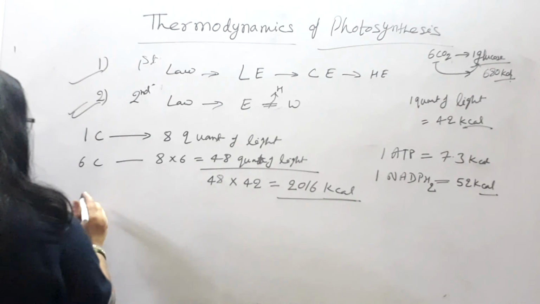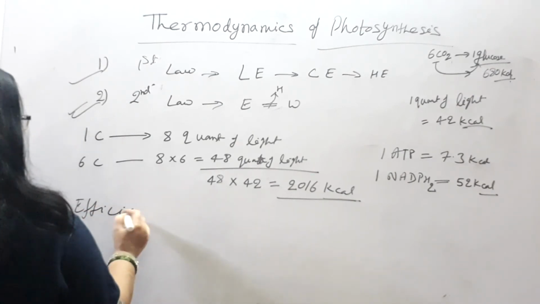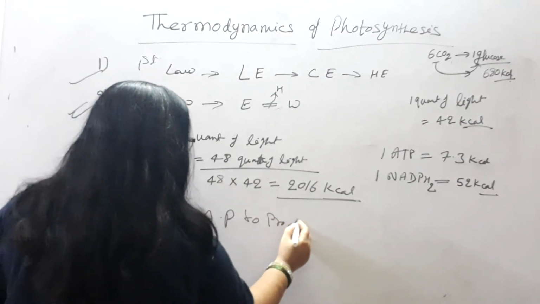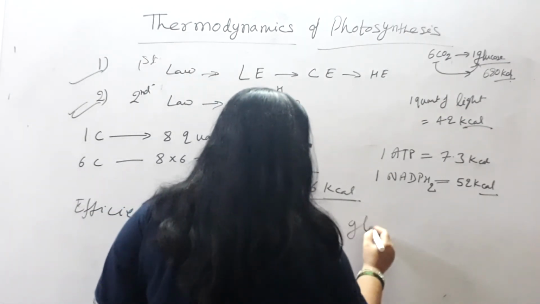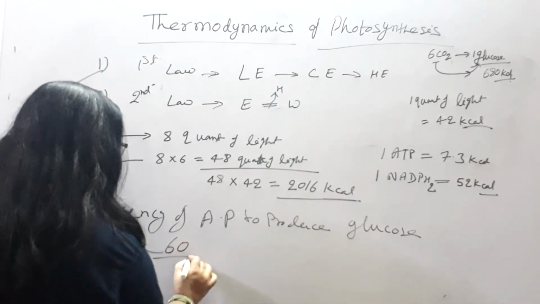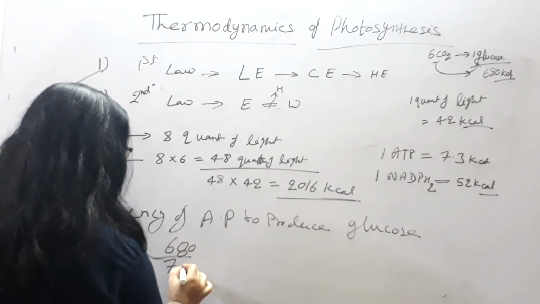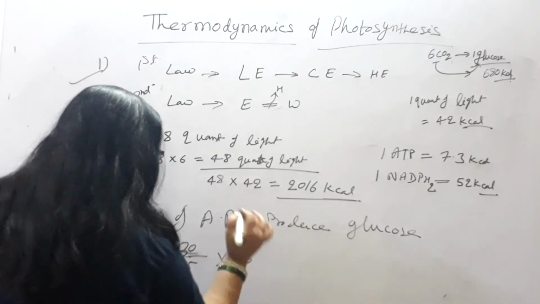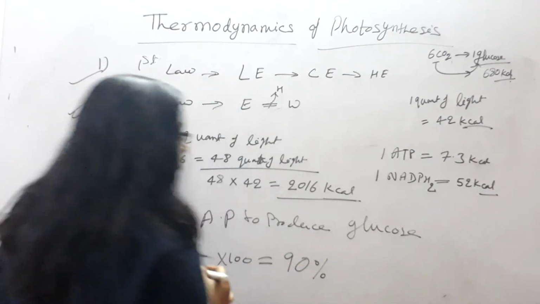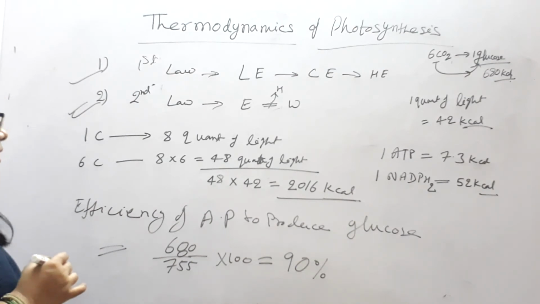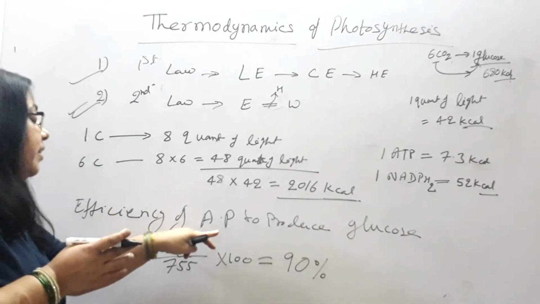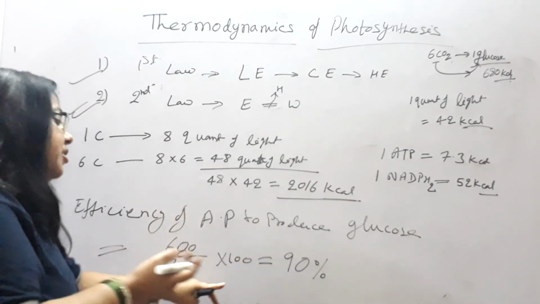Then what is the efficiency? Efficiency of assimilatory power to produce glucose is equal to 680 by 755, equal to almost, this is more than, this is approximately 90%. Fine. It means the efficiency of assimilatory power, which is chemical energy, converting into glucose is 90%.